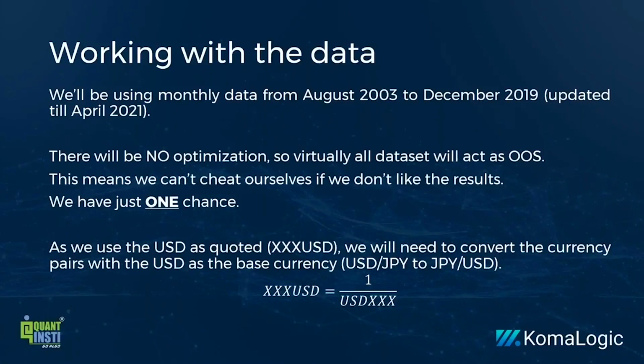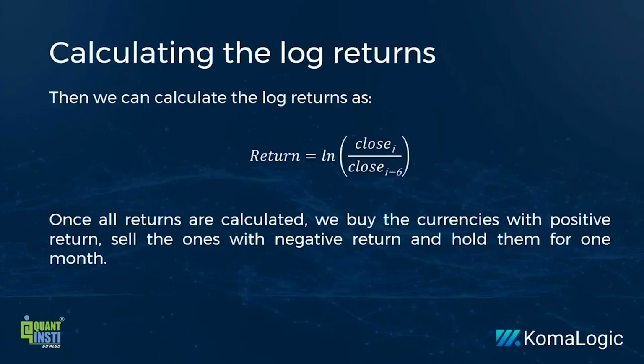So we need to convert all these pairs to our standard format. This is actually easy with this formula that you have here. It's just making the inverse, okay? So now we have the data, we have our parameters, we have all the data quoted with the USD at the right, and then the only thing that we have to do is to calculate the log returns, okay?